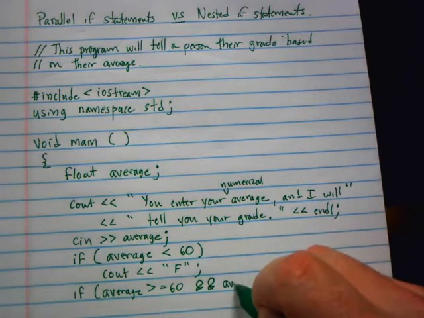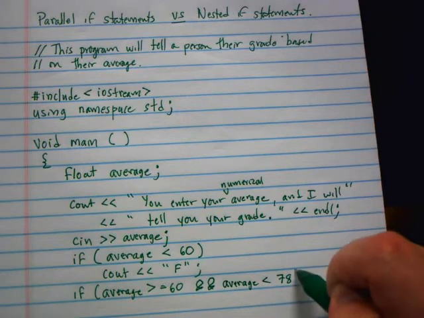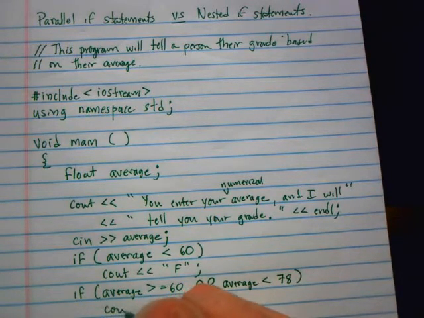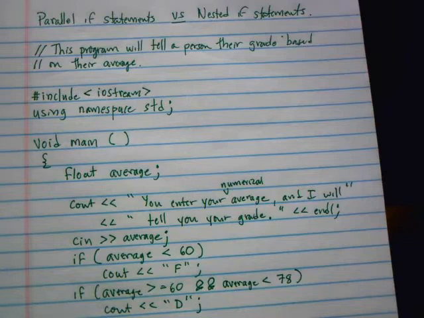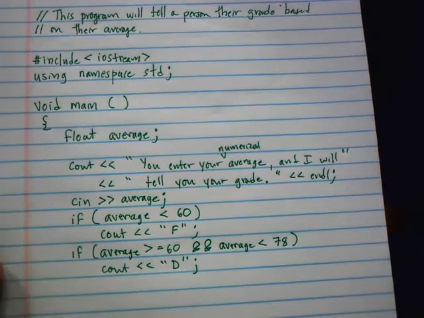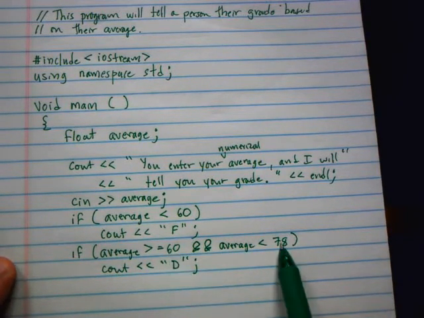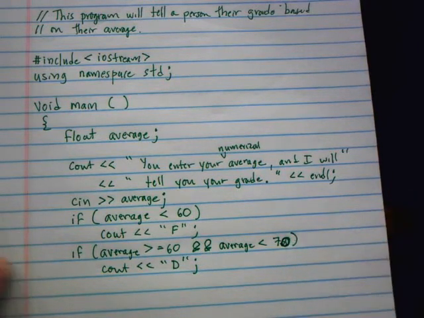Average is less than 78. D. Okay. What happens next? Oh, that's not right. Oh, that's a bad teacher there. D's go from 60 to 70, not 60 all the way to 78. Change that to a 70.